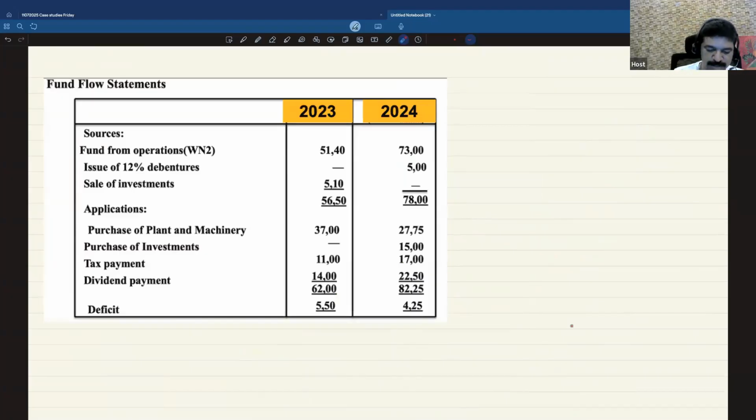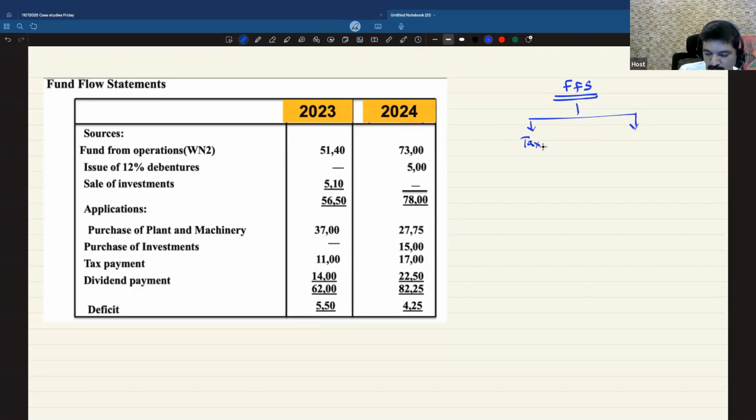Okay, all of you listen. Now, let me give you two pieces of information, digest this. For the purpose of fund flow statement, these two things are considered as long-term uses. What are those two things?